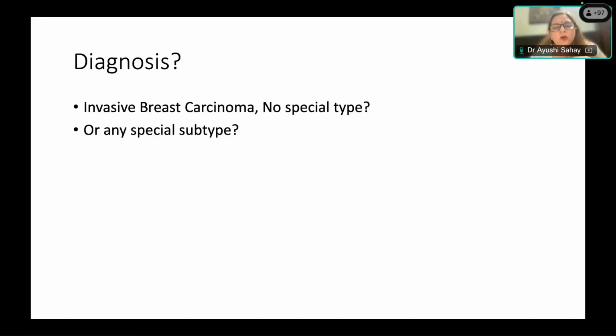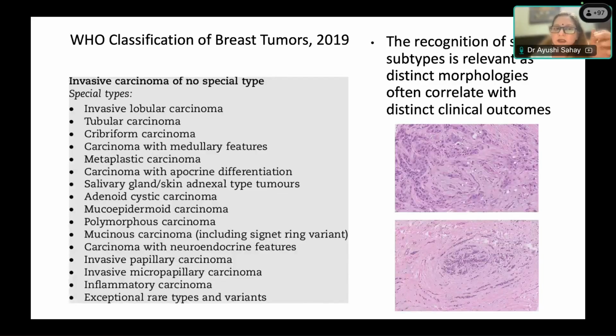If you do not keep the various subtypes of breast carcinoma in mind on morphology, you are going to end up missing the rare variants that can be present. As per the WHO, there are multiple variants on morphology of invasive breast carcinoma. I will not go through the list, but why is it important to recognize the special subtypes? Because distinct morphologies often correlate with distinct clinical outcomes.